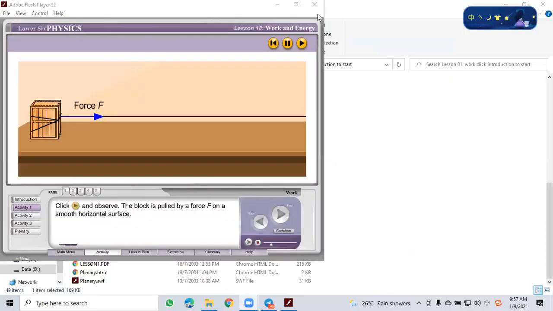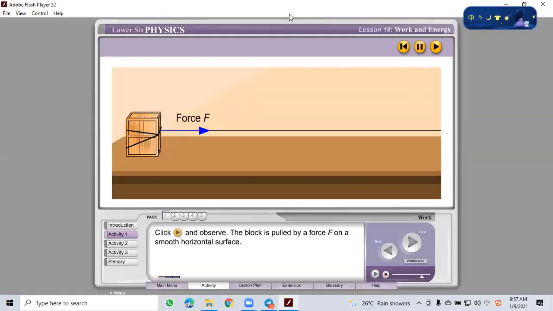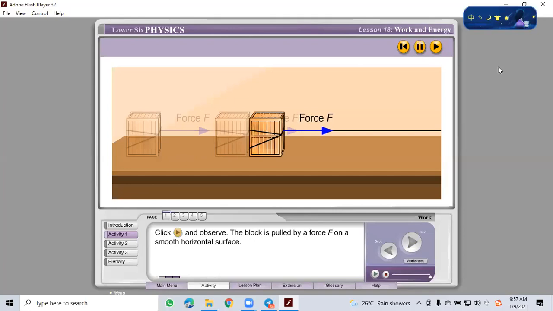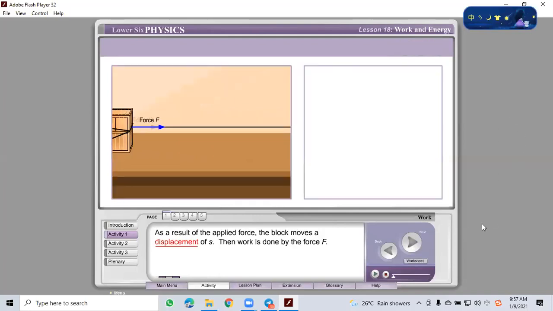Click the play button and observe. The block is pulled by a force F on a smooth horizontal surface. As a result of the applied force, the block moves a displacement of S. Then, work is done by the force F. S is the displacement of the object.